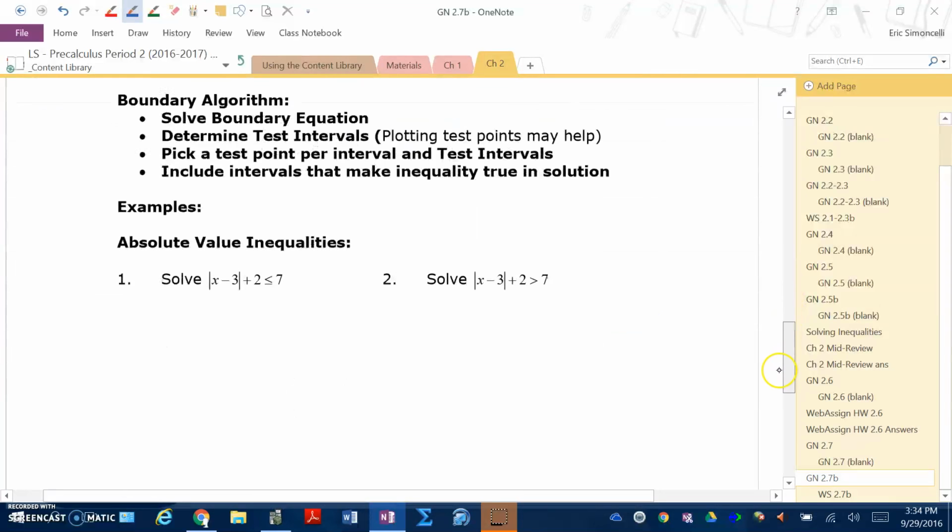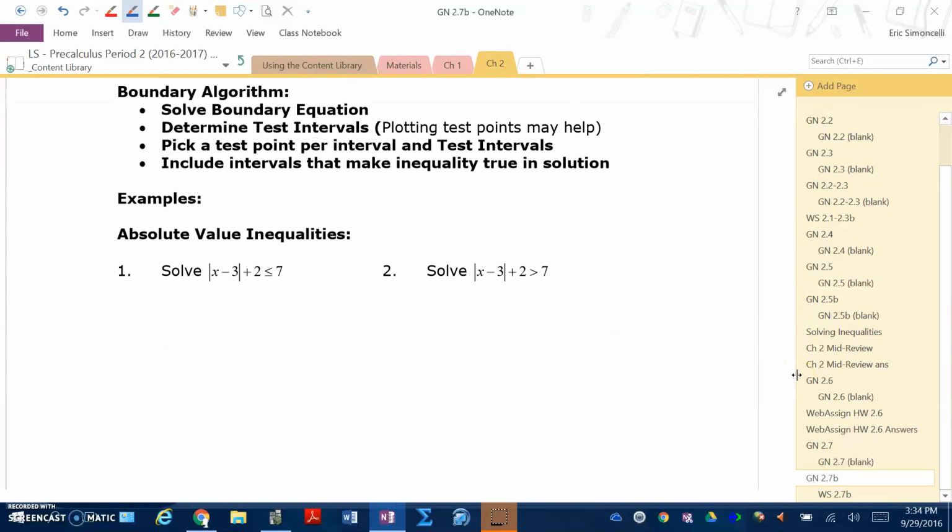So the boundary algorithm is obviously popping up here again. Solve the boundary equation, determine test intervals by plotting test points. Obviously that will help. Pick a test point per interval and then test those. And then include the intervals that make the inequality true in a solution.